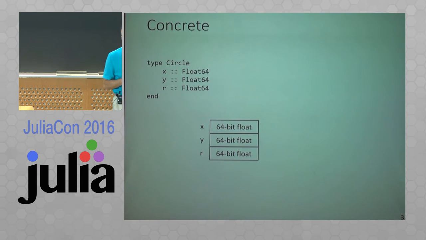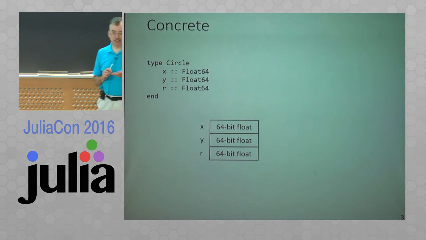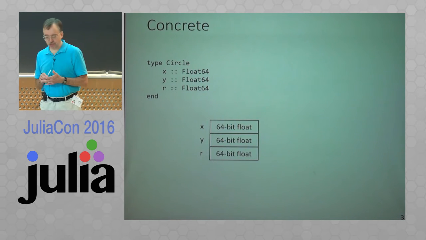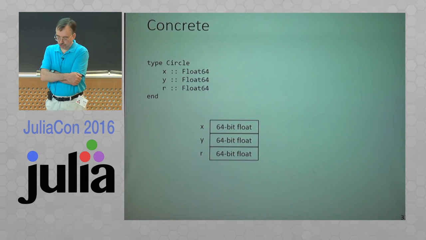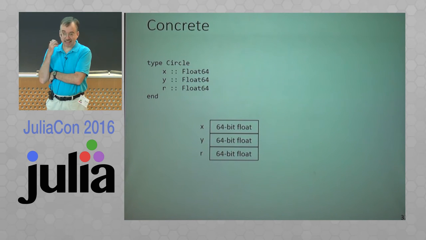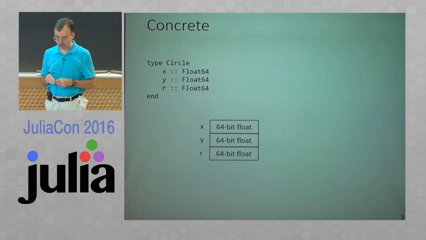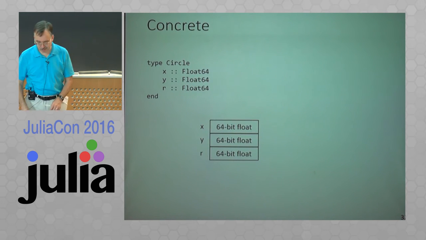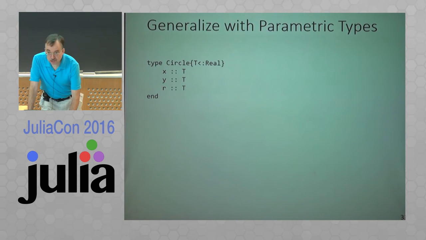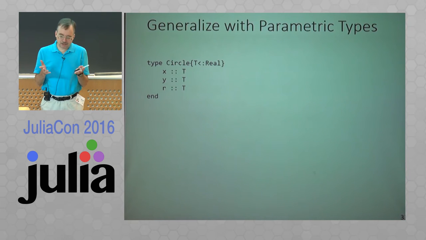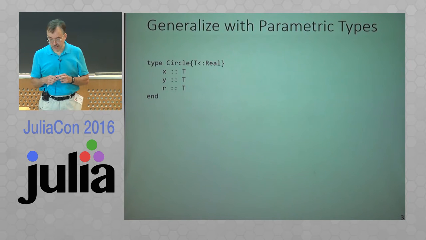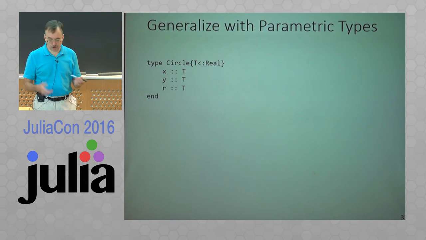To really make a concrete type out of Circle, we have to get the fields down to concrete types themselves. So here's type Circle with Float64s for the fields. And now the compiler knows exactly how to lay out a Circle completely. It knows that x, y, and r are 64-bit floats, and lays them out consecutively in memory. It's a nice, compact, contiguous representation. Now, the catch is that we've solved the problem of making Circle concrete, and the compiler can generate code for this fairly efficiently, but the drawback is we're losing some of the polymorphism.